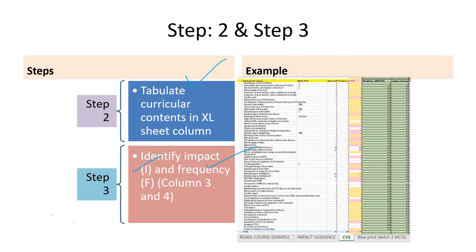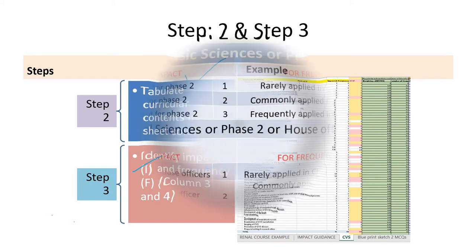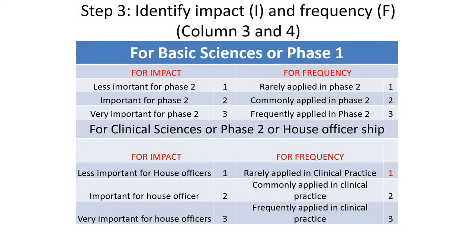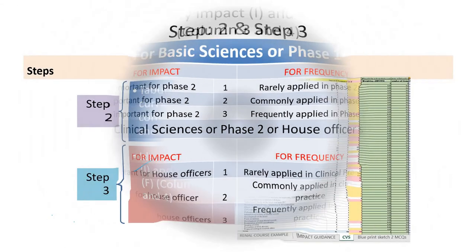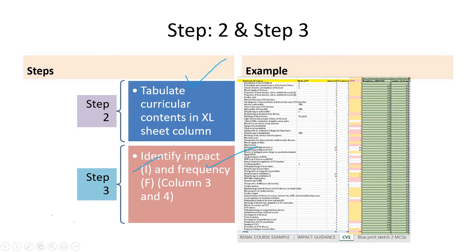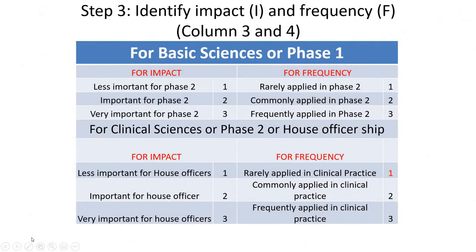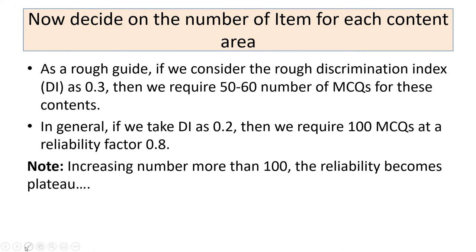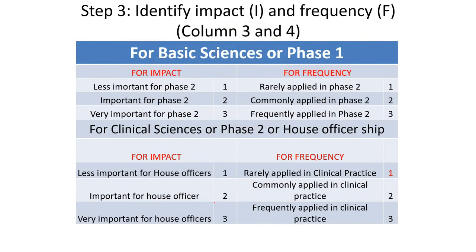you tabulate the curriculum, you identify the impact and frequency. Now you get the weightage. Dear colleagues, the important thing is that for impact, you have to describe certain narratives. For example, less important is given a score of 1. And in certain cases, you shall make things very evident, and a very clear narrative shall be given.